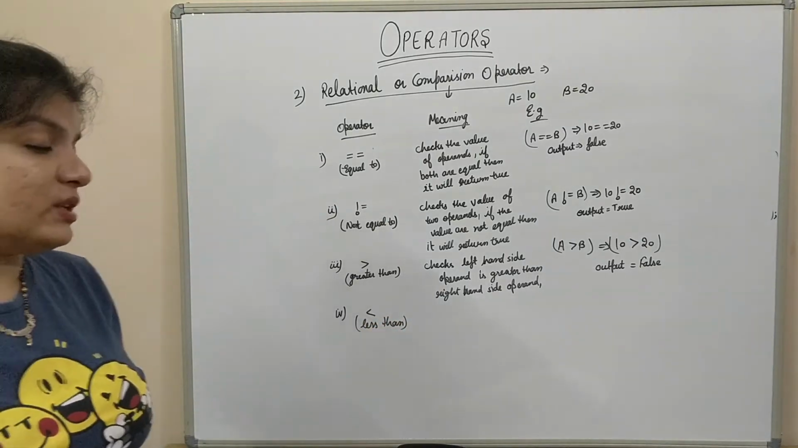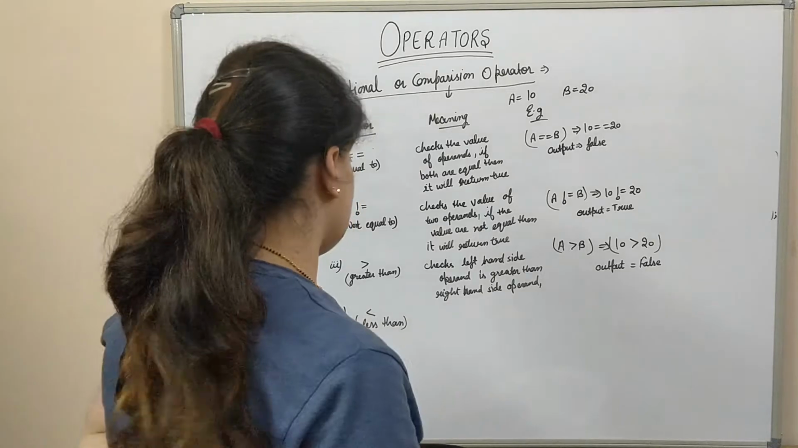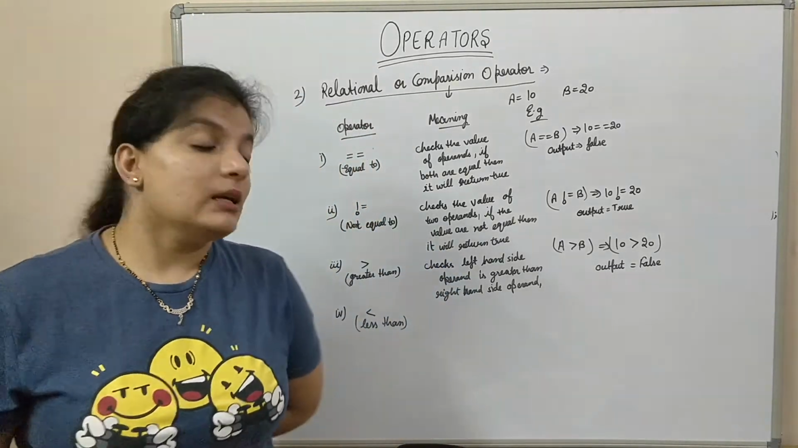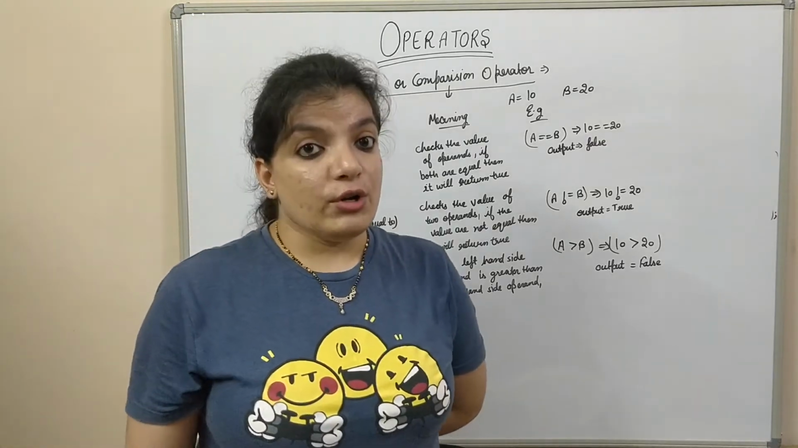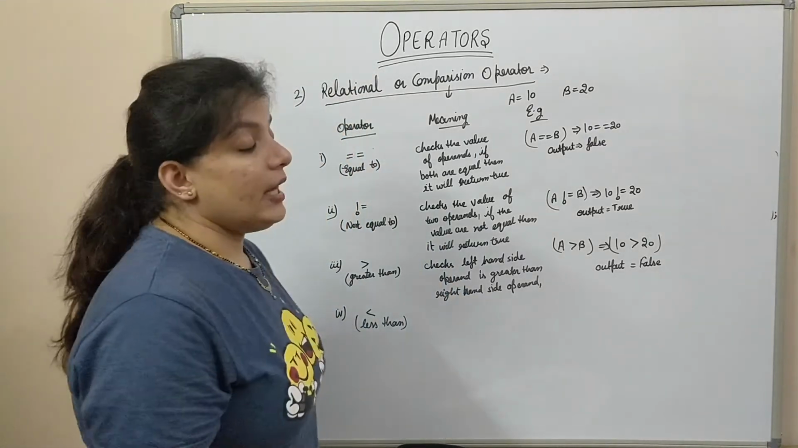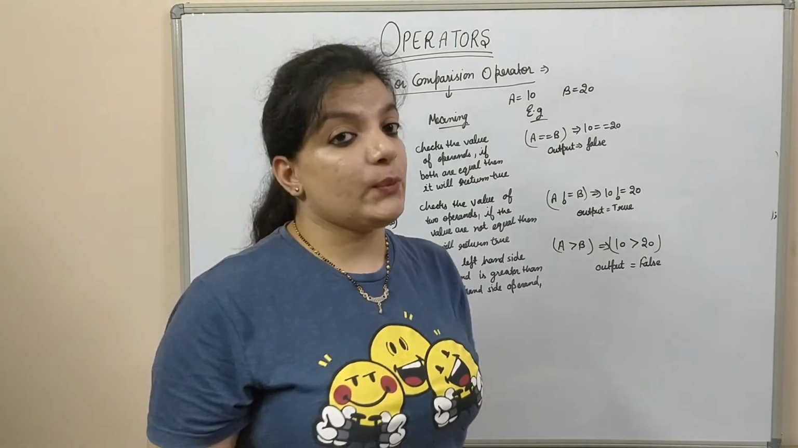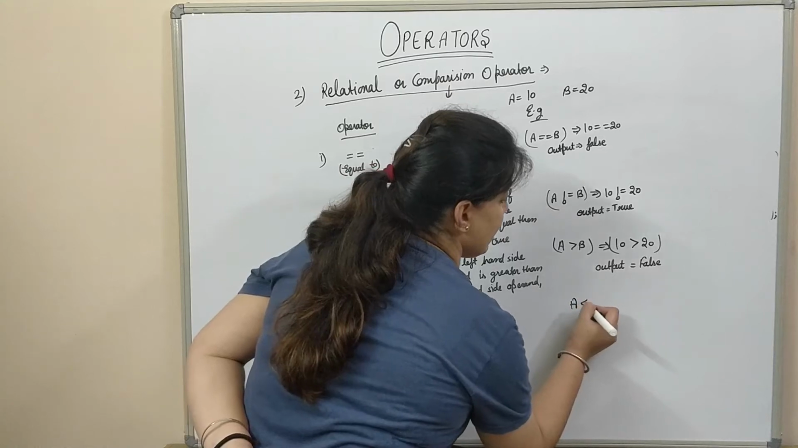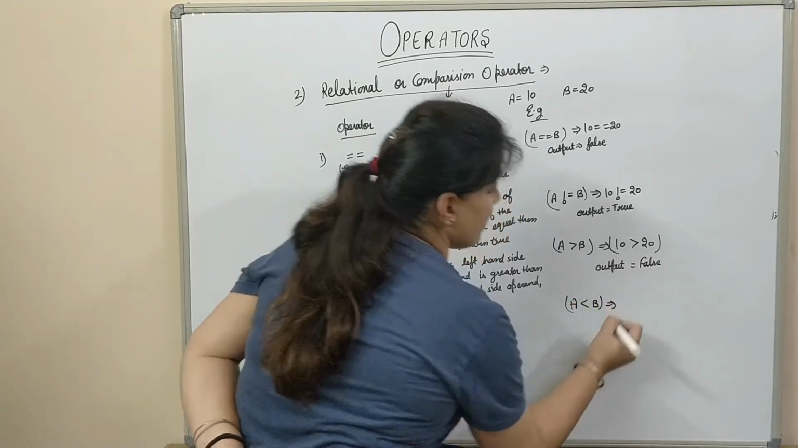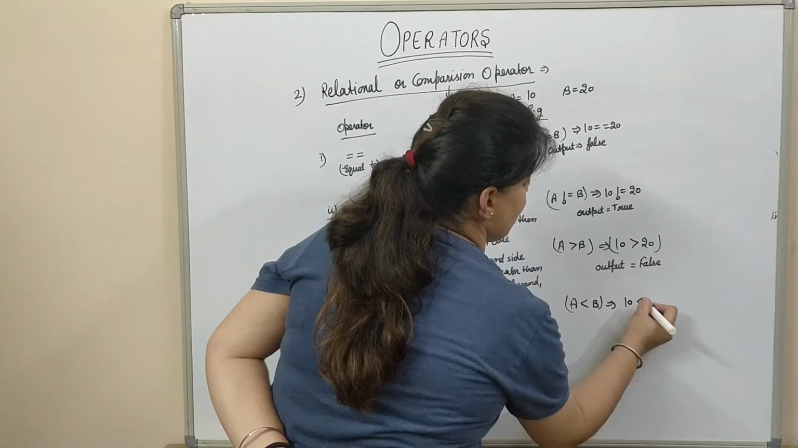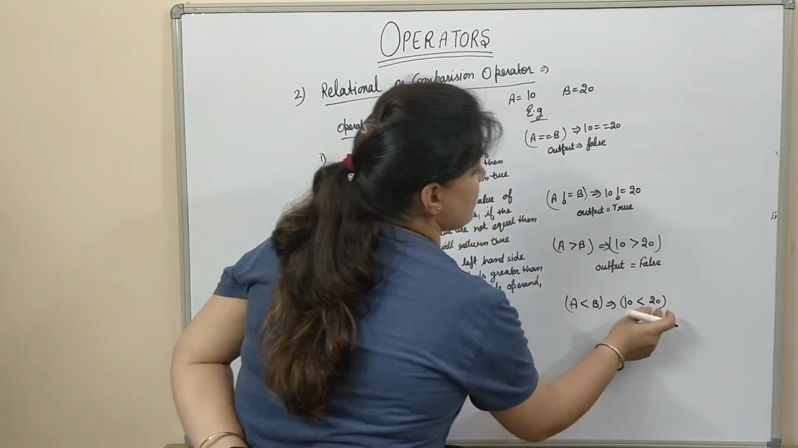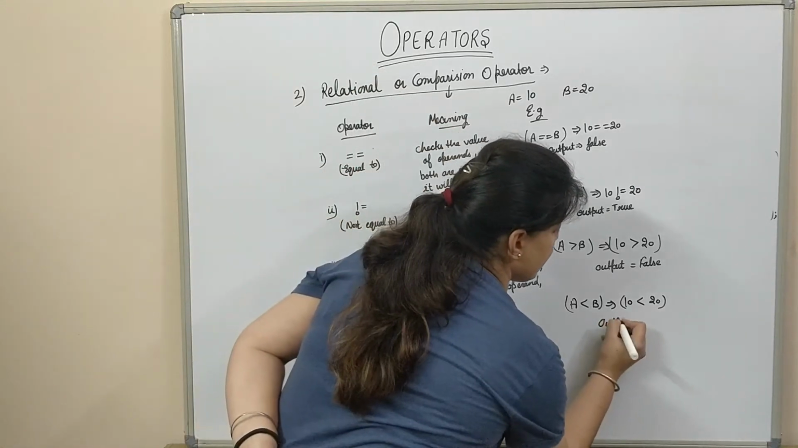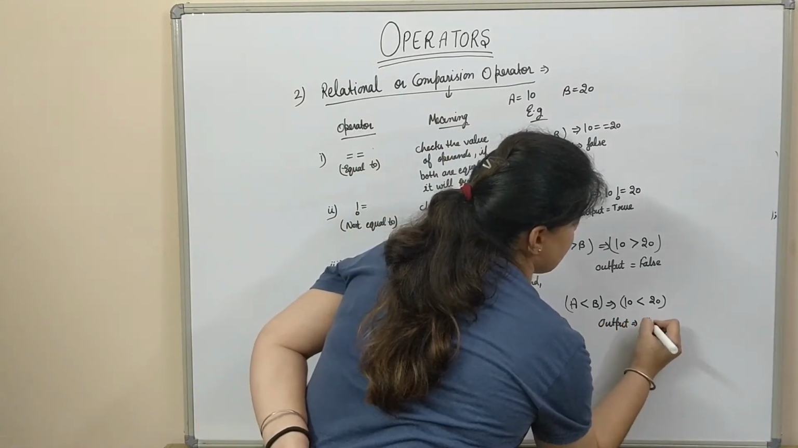So what is the purpose of this? It is used to check whether the left hand side value is less than the right hand side value or not. If it is true, it will return true. Otherwise, it will return false. So here I am taking this example again, A less than B. A value is 10, less than 20. So 10 is less than 20? Yes. So the output will be true in this case.